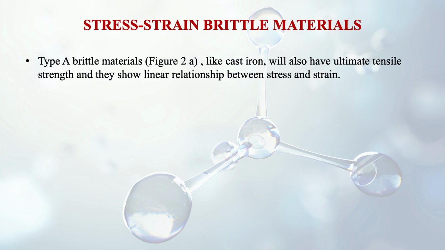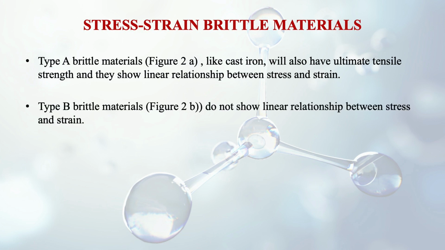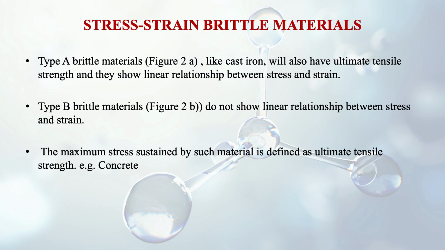Here also there are two kinds of brittle materials, type A and type B. The type A one, like the cast iron one, will also have the ultimate tensile strength like we have in case of the ductile materials, and they also show a linear relationship between stress and strain. The type B materials like the concrete do not show a linear relationship between stress and strain, and the maximum stress sustained by such material is defined as the ultimate tensile strength.